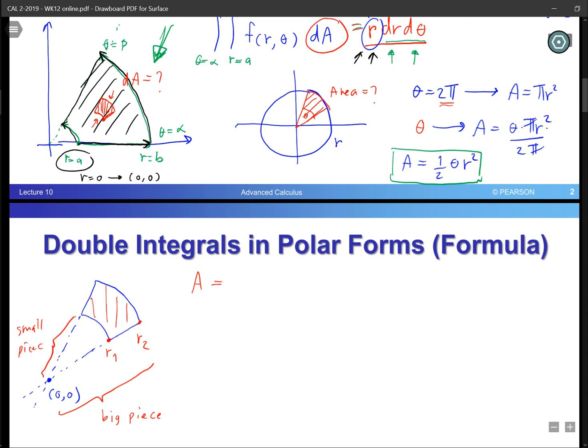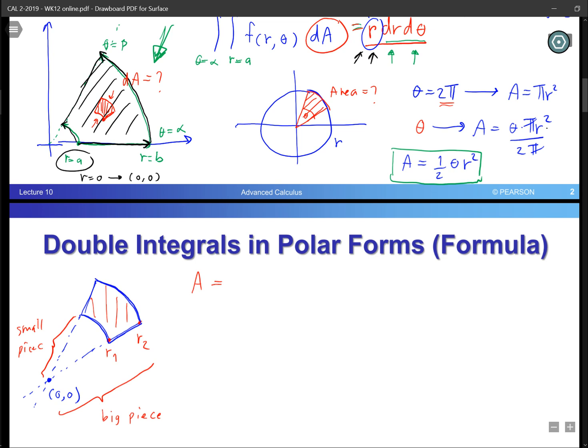To find the area of this blue piece here, we are supposed to find the area of the big piece, the big slice, minus the area of the small slice, a pizza, whatever you call it. So this is going to be the area of the big piece.